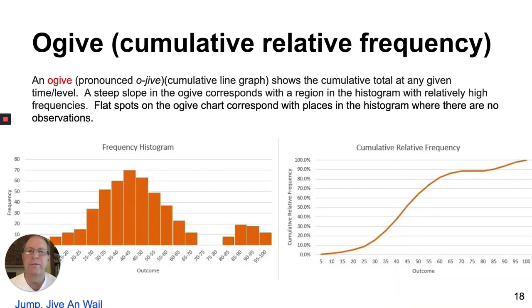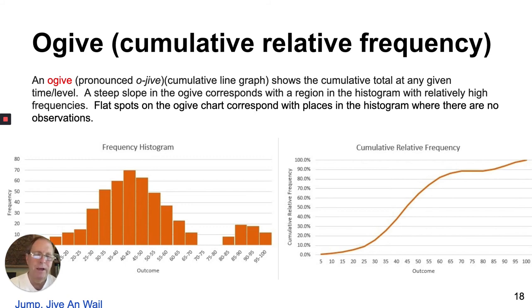Ogive charts. These are also called cumulative relative frequency charts. So I have an ogive chart on the right here. It shows the cumulative relative total at any given time or level. A steep slope in the ogive chart corresponds to a region in the histogram with relatively high frequencies.